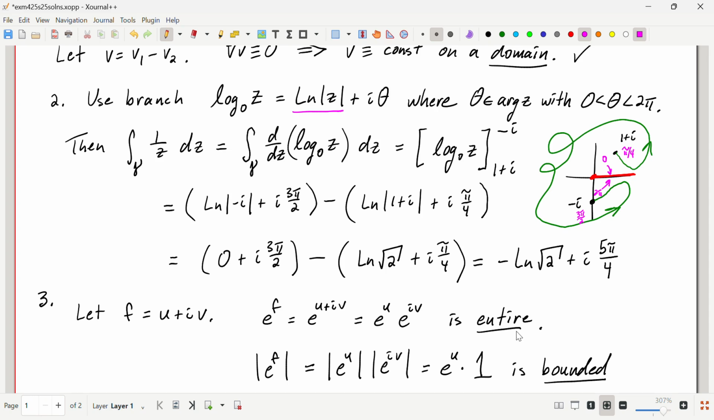So that was critical to define that branch and to use it properly. And so this would be that branch of the log at the end point minus the start point. At the end point, it's log of the modulus of minus i, which of course is 0, plus i 3 pi over 2. And then at the other end, the modulus of 1 plus i is square root of 2. So it would be minus the log of square root of 2 plus i times pi over 4. And so that's how that's done. Questions about that part?